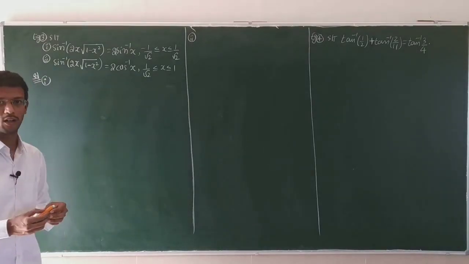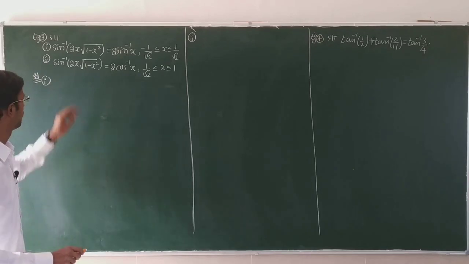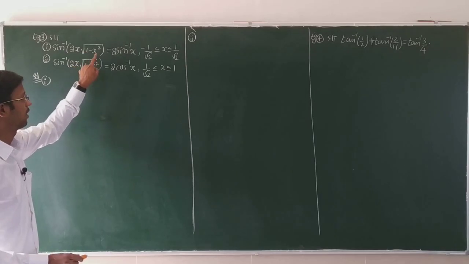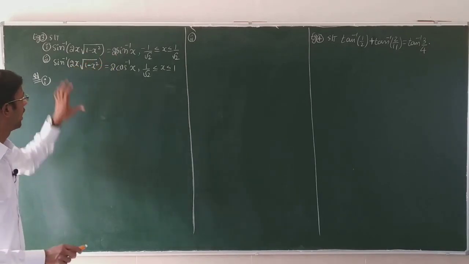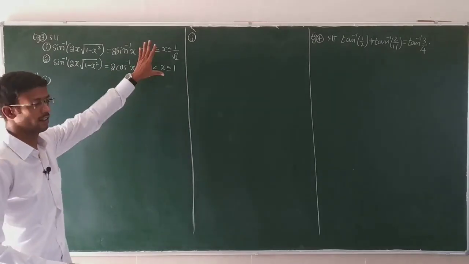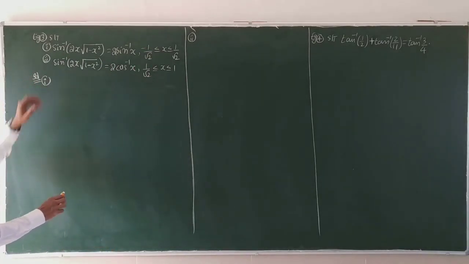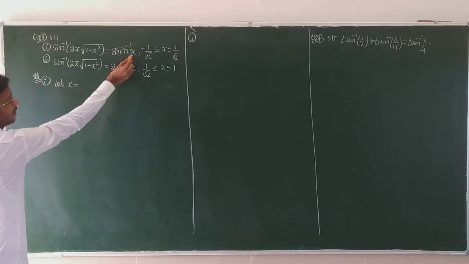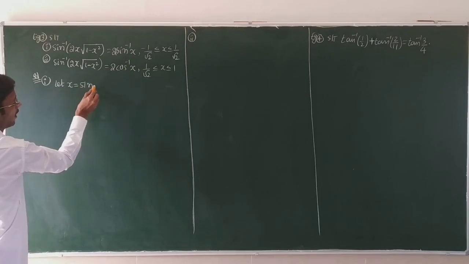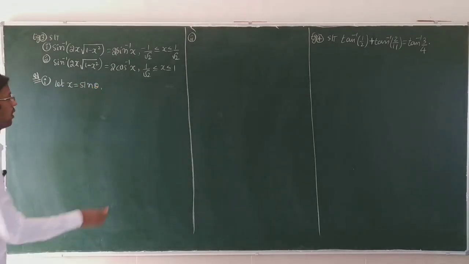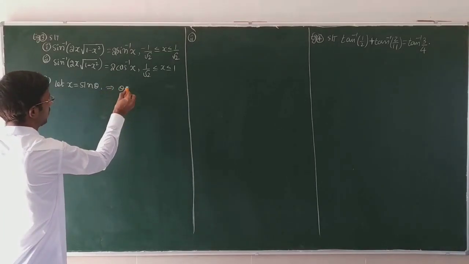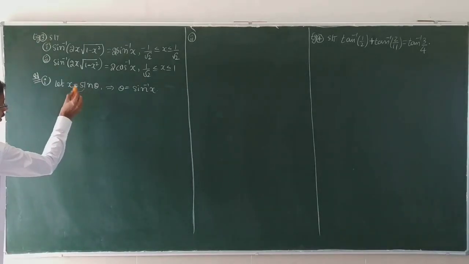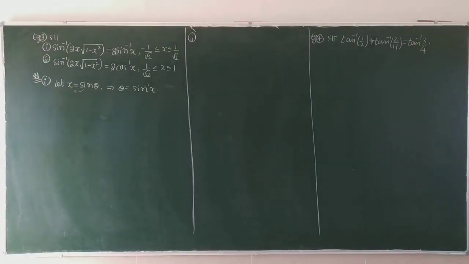Exercise 2.2 example problem. Example 3. Show that sin inverse of 2x square root of 1 minus x square is equal to 2 sin inverse x, and the same question with 2 cos inverse x, and restrictions are there. So for the first problem, let x is equal to sin theta, since sin inverse is there. This is like theta is equal to sin inverse x.